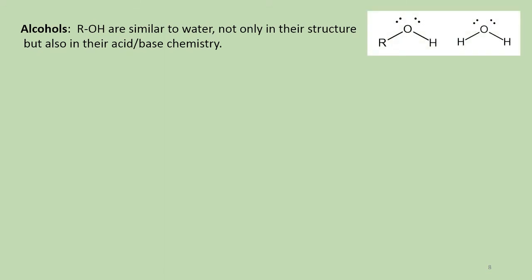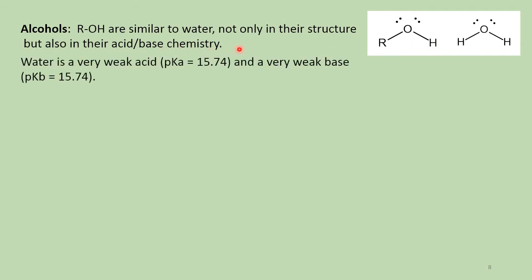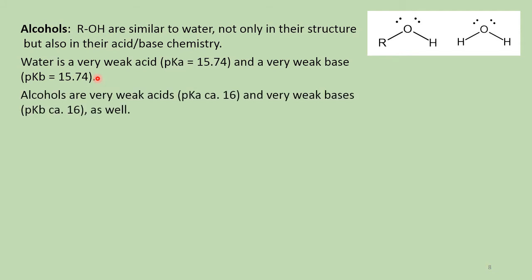Alcohols, ROH, are similar to water, not only in their structure, but also in their acid-base chemistry. Water is a very weak acid. Its pKa is 15.74. It's also a very weak base, pKb 15.74. Likewise, alcohols are very weak acids, pKa approximately 16, and very weak bases, pKb approximately 16 as well.